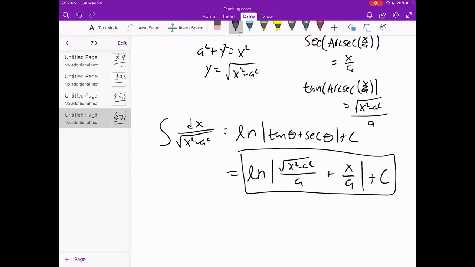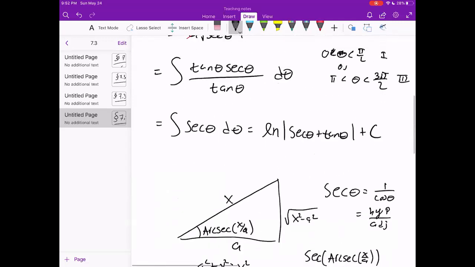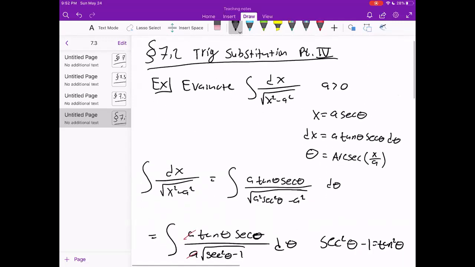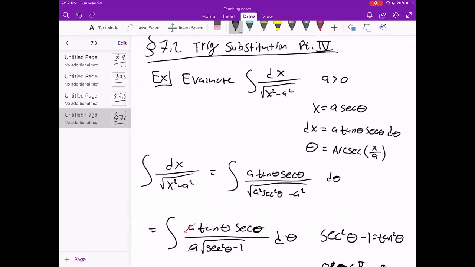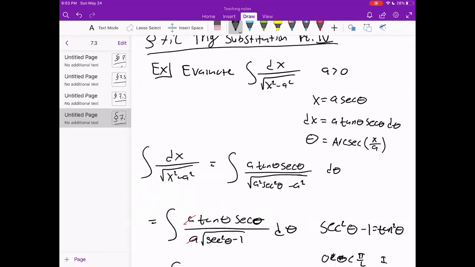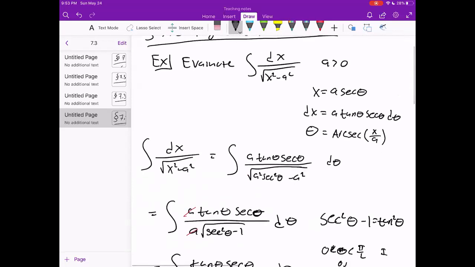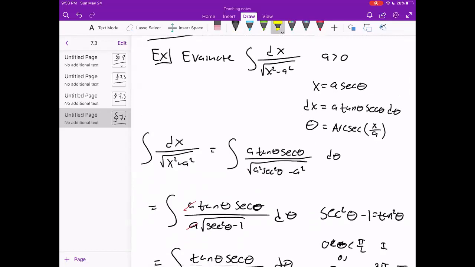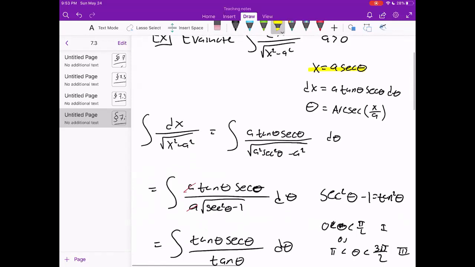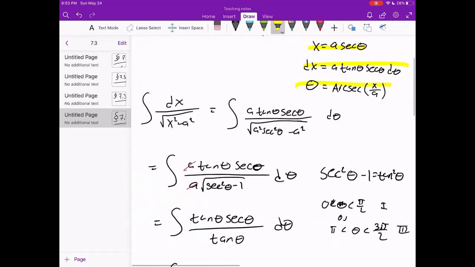So let's see. I'm going to stop the video here because I think that took me a minute to do anyway. I'll do a recap of this one. This will just be a 5-part. So the idea was, this one fit right into our chart. If we have an x squared minus a squared, the substitution I make is x is equal to a secant theta. Figure out what dx and theta are.